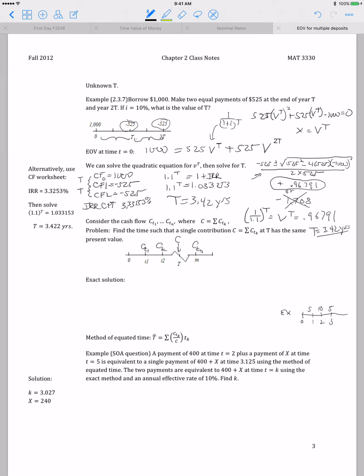As a final example of unknown time, we're going to consider a sequence of cash flows at times t1, t2, all the way through tn, and I've already placed them on the number line below. The problem is to find such a time, capital T, such that a single contribution, which we'll call capital C, equal to the sum of all those cash flows at this unknown time T has the same present value as the net present value of all of those cash flows.